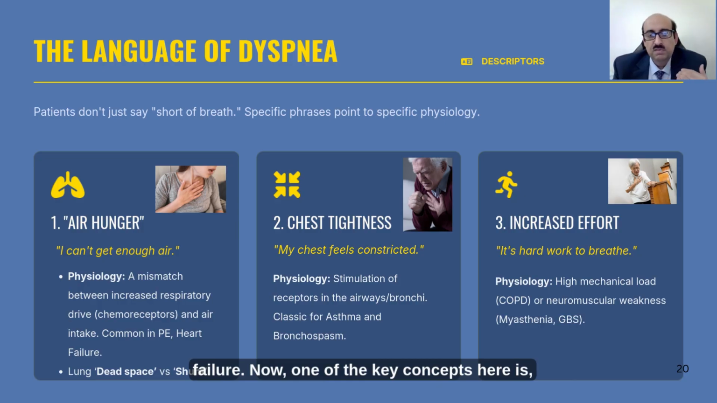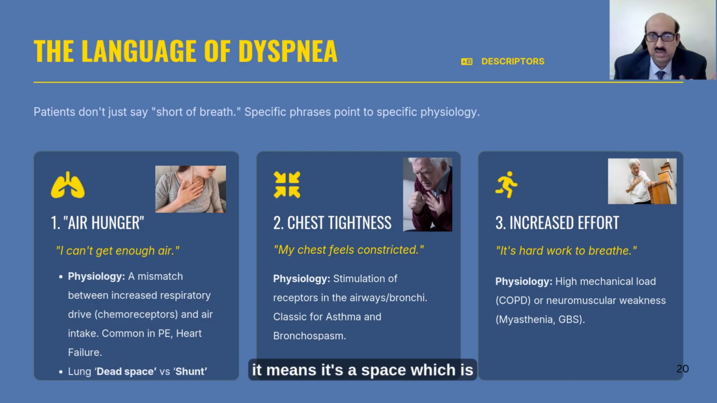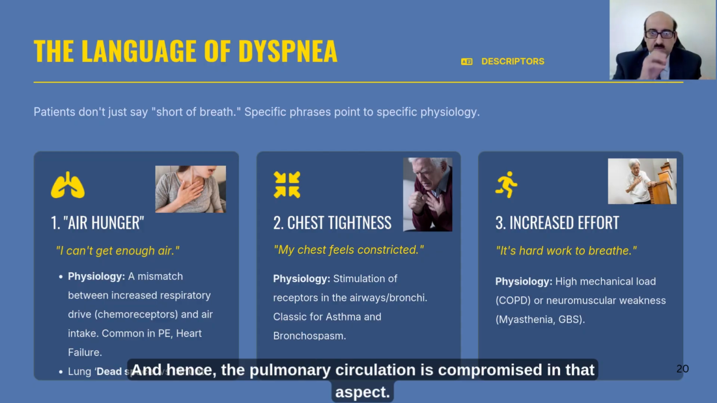Now, one of the key concepts here, if you remember from your physiology, is what is called either the lung dead space or shunt. So what does dead space mean? It's a space which is ventilated, but it's not perfused. So there is air in, but there is no blood flow. The commonest example is pulmonary embolism. The air is there, but there is no blood to take it because there is a blood clot sitting somewhere, and hence the pulmonary circulation is compromised in that aspect.